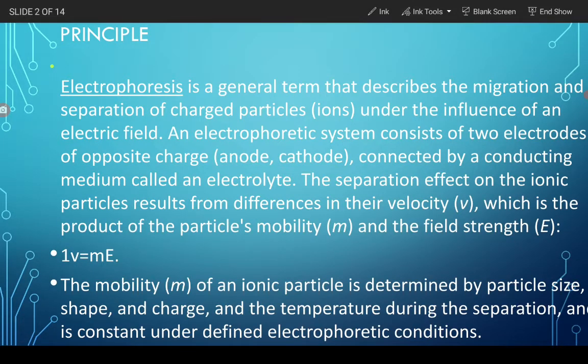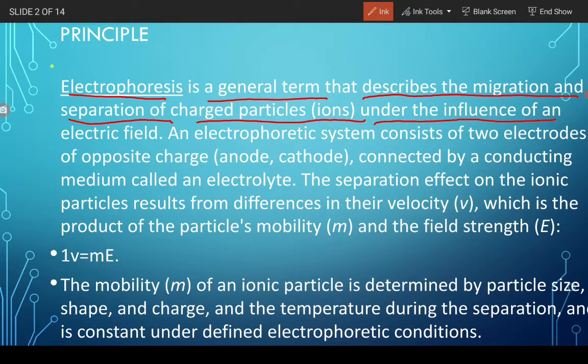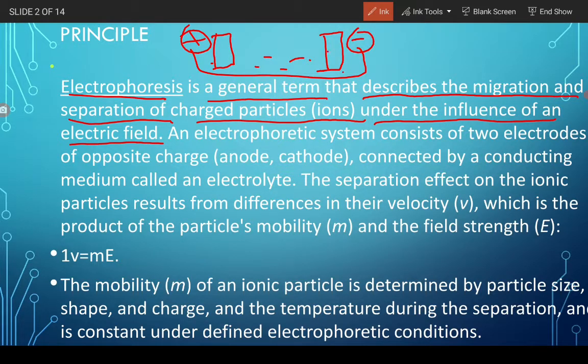So let's start with the principle of general electrophoresis. Electrophoresis is a general term that describes the migration and separation of charged particles or ions under the influence of an electric field. So of course, there are two electrodes, a positive electrode and a negative electrode, and they're put into an electrolytic solution, right? So this is the positive electrode, anode, and cathode, and there is electrolyte among it, and you put some charged particles inside it. So separation would occur.